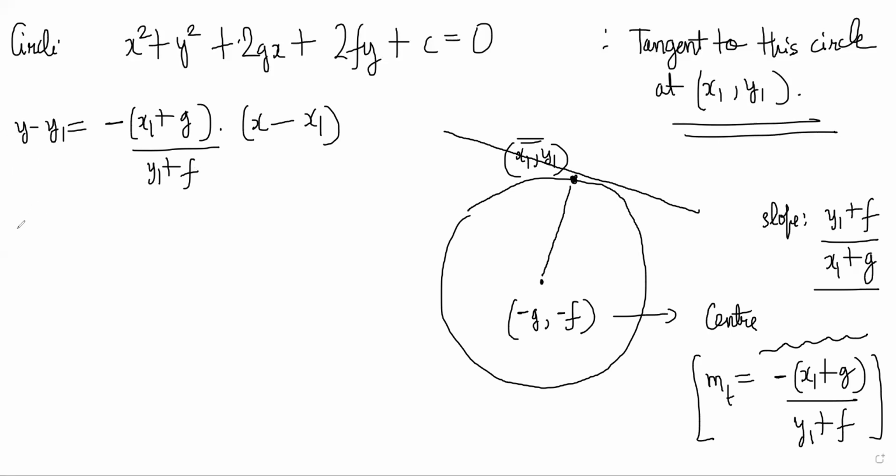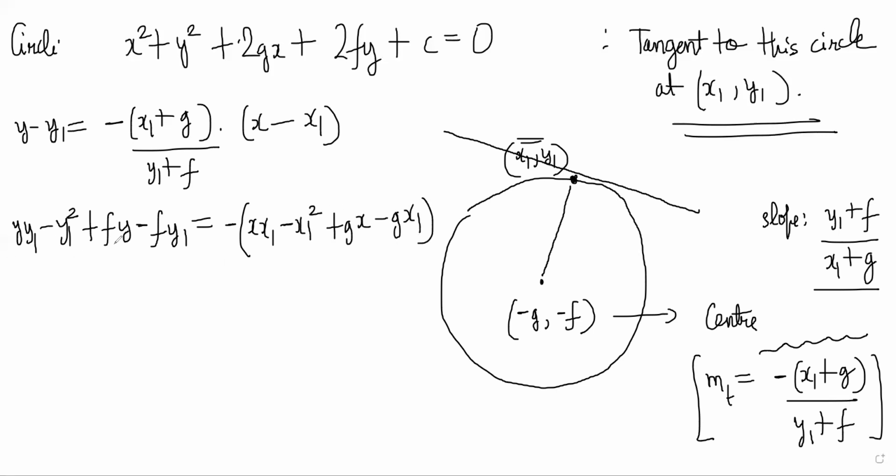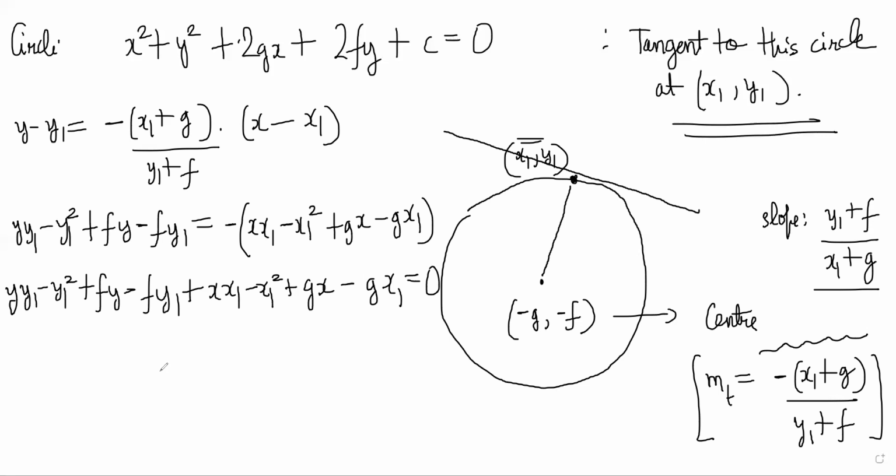So multiply both sides. It becomes y y1 minus y1 square plus f y minus f y1 is equal to negative of x x1 minus x1 square plus g x minus g x1. Bringing this to one side, we get y y1 minus y1 square plus f y minus f y1 plus x x1 minus x1 square plus g x minus g x1 is equal to 0.